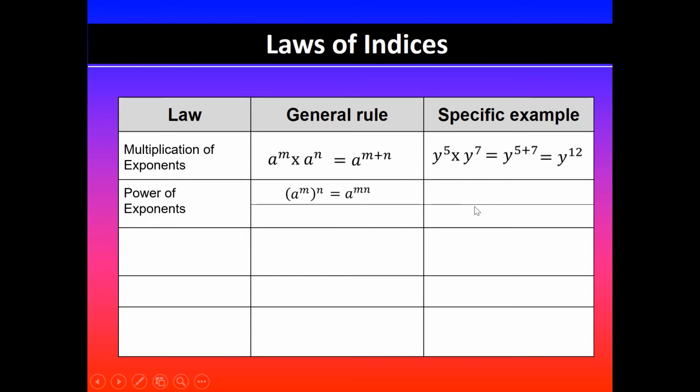An example for this one, if you're given something like x cubed to the power of 4, this means we get the same base x and we multiply the powers. 3 times 4 is 12.